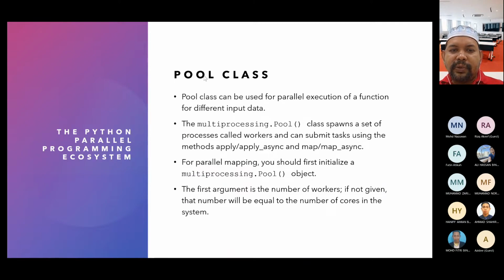Okay, cara lain kita guna Pool class. Pool class can be used for parallel execution of a function for different input data. So the multiprocessing.Pool class spawns a set of processes called workers and can submit tasks using the methods apply, apply_async and map_async. Okay, ni nama-nama method yang kita boleh panggil dalam multiprocessing.Pool. For parallel mapping, you should first initialize a multiprocessing.Pool object. The first argument is the number of workers. If not given, that number will be equal to the number of cores in the system.